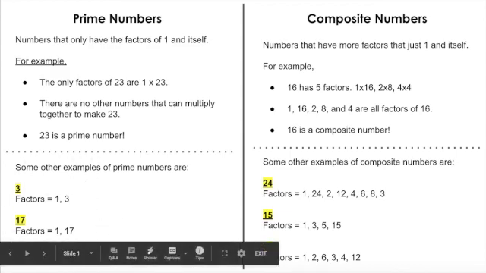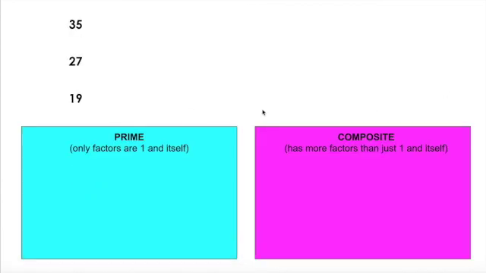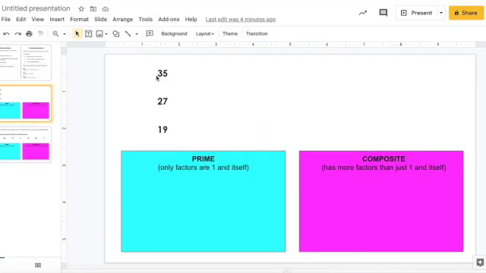So prime numbers, their factors are only 1 and itself. So 3's factors are 1 and 3 because only 1 times 3 can make 3. 17 again, only factors are 1 and itself. But with composite numbers, there's multiple different factors. Okay, so let's say I'm going to exit the presentation really quick. So let's say I wanted to be able to decide whether 35, 27, and 19 are prime or composite.